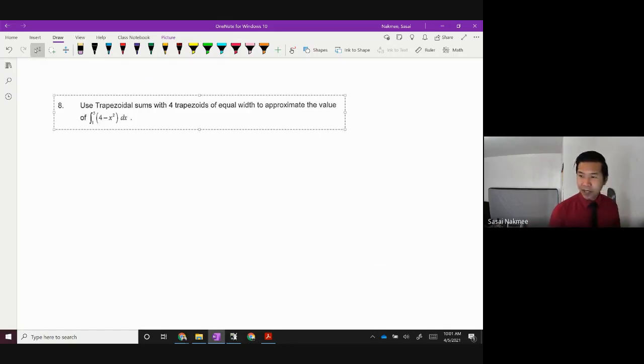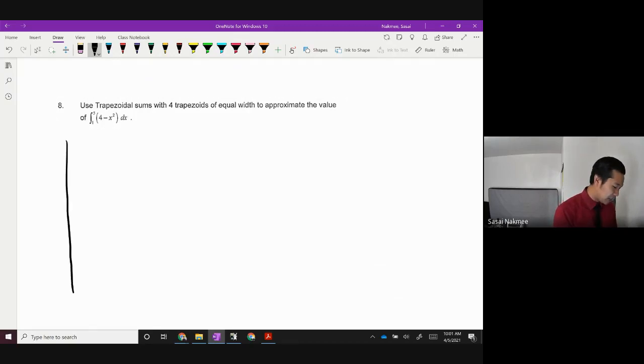4 minus x squared. You don't need to do this, but whenever I have to deal with the trapezoidal rule, I like to graph it out. You do not need to graph it out ever. You can just create a table, a table works as well. But for me, this is just a personal thing. I like seeing it graphed out because it makes it easier for me to visualize it, right?